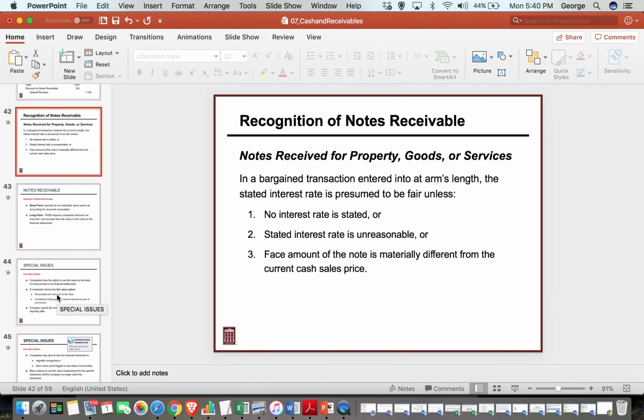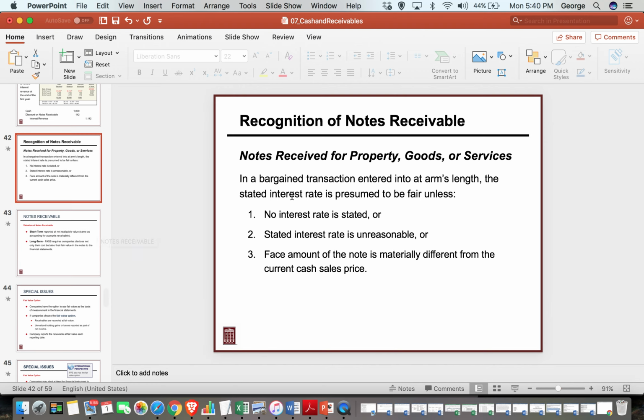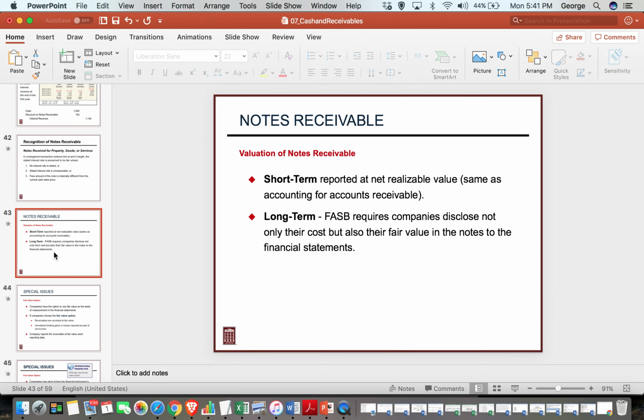Recognition of notes receivable. Notes received in a bargain transaction, at arm's length, the stated interest rate is presumed to be fair unless no rate is stated, the stated rate is unreasonable, or the face amount of the note is different from the current cash price. If material, it would have to be disclosed that the interest rate is lower than it should be, or that the fair amount of the note is materially different than the current cash sales price. Those things would need to be disclosed in your notes.